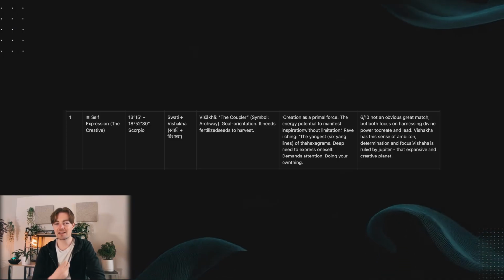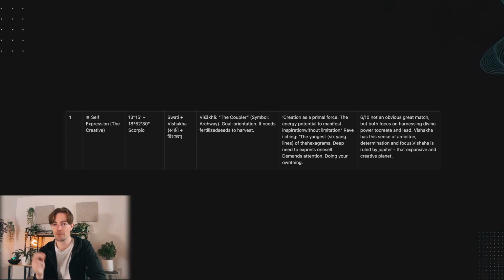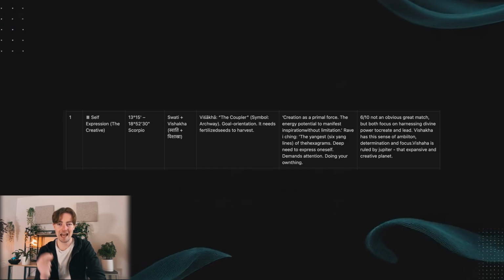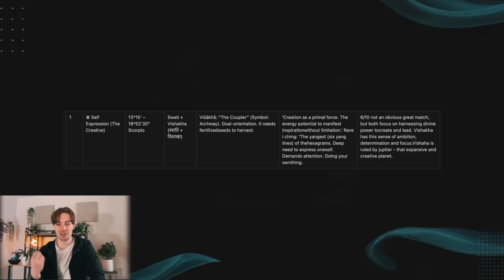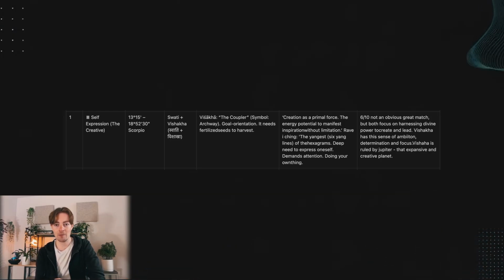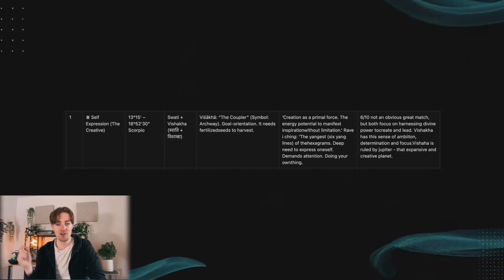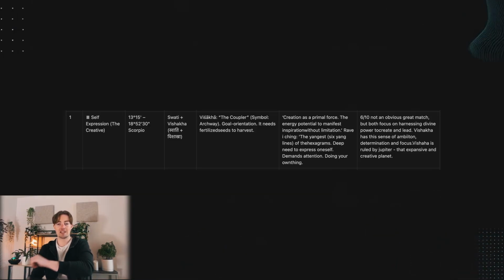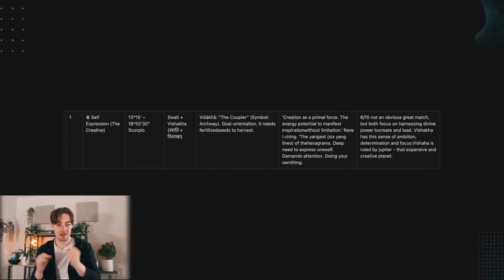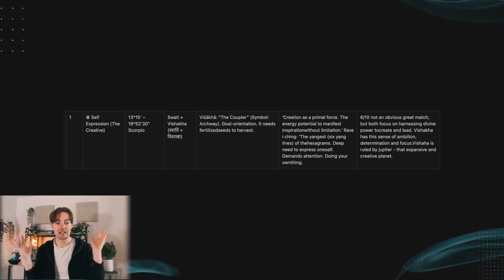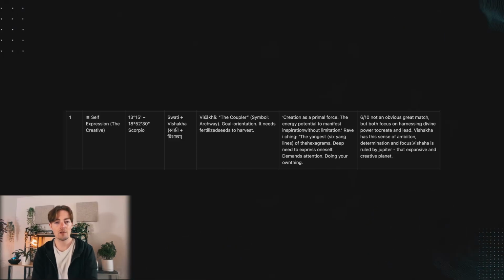So the notes for the gate of self-expression, the gate of the creative, I have creation as a primal force, the energy potential to manifest inspiration without limitation. From the Rave I Ching, it's the yangest, the 6 yang lines hexagram. It's the yangest of the hexagrams. Deep need to express oneself, demands attention, doing your own thing. It's the first gate. It's the self-expression. It's number 1. This creative self-expression that just bursts out from the very start. It's not an obvious match with Vishakha, this goal-oriented archway symbolism.